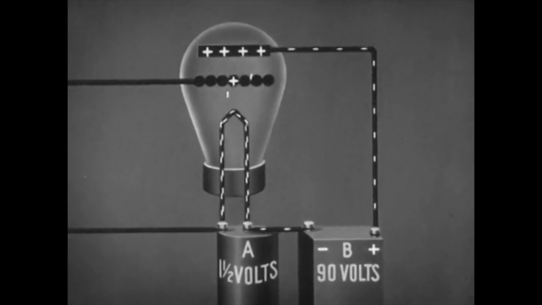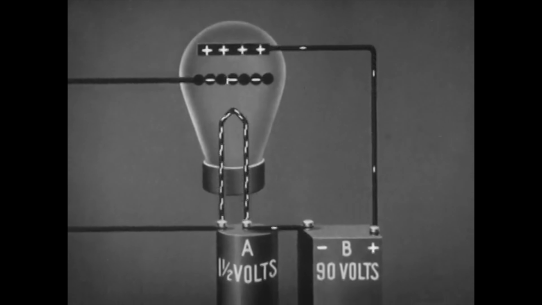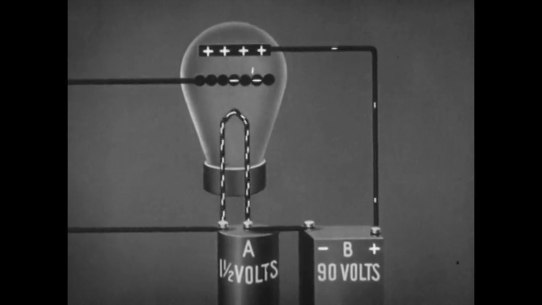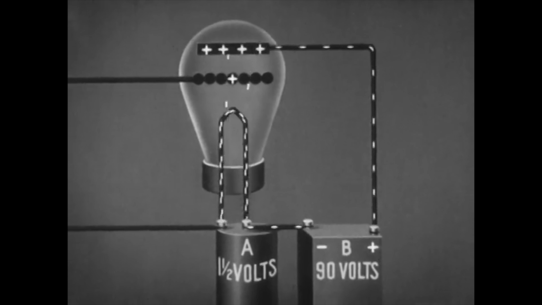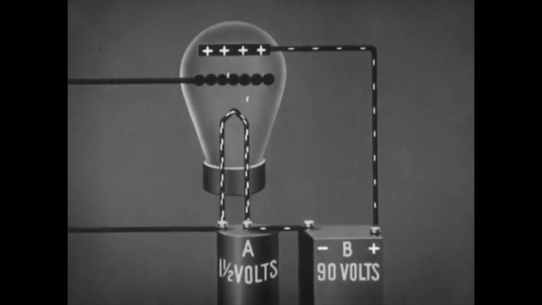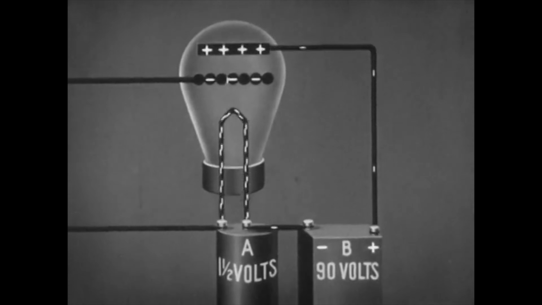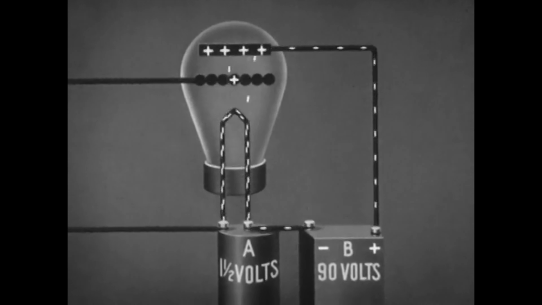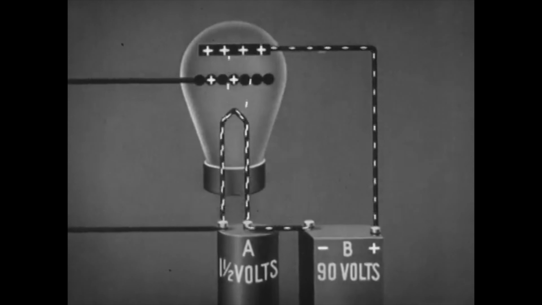The vacuum tube may be used to amplify the weak voltage induced in the aerial circuit. Its use as an amplifier is possible because a small change in the grid voltage brings about a large change in the amount of plate current. The grid, therefore, actually controls the powerful current generated by the high voltage battery.